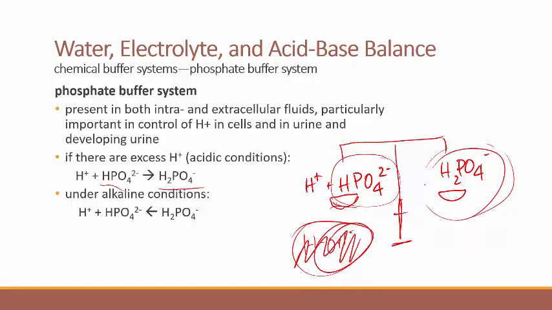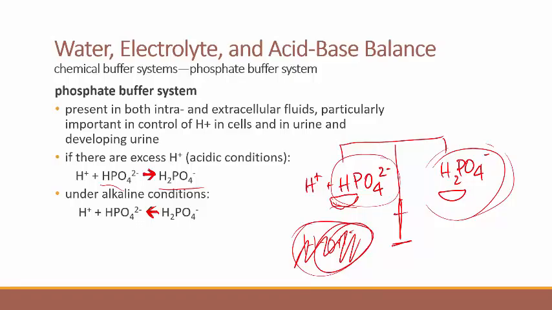So the phosphate buffer system is also found in the intra and extracellular compartments. It's particularly important in controlling hydrogen ions that are produced inside of cells and in urine and developing urine. So we can control pH using this phosphate buffer system.